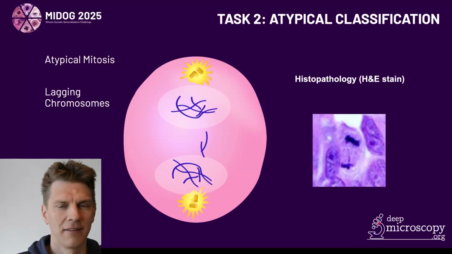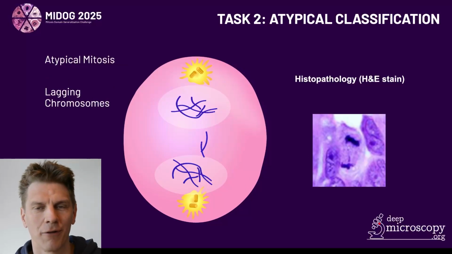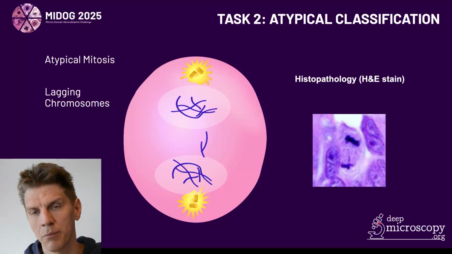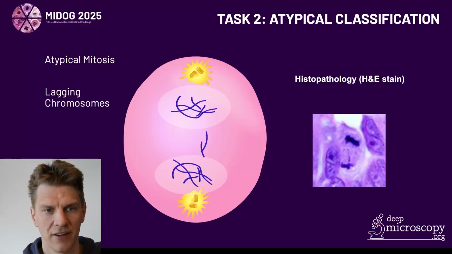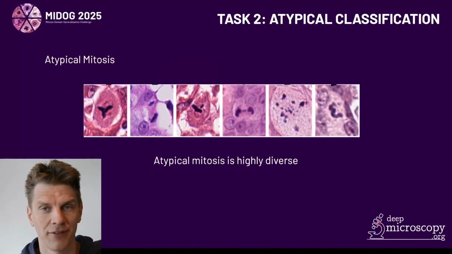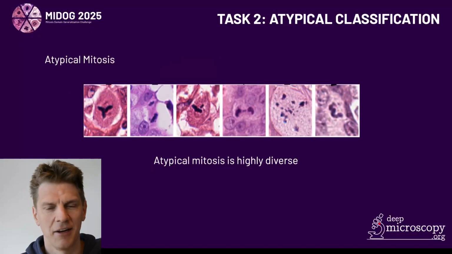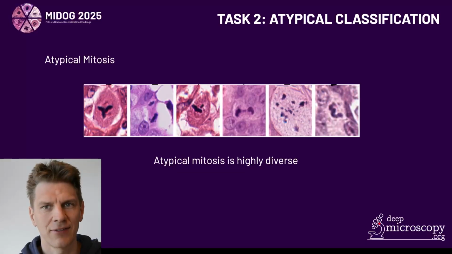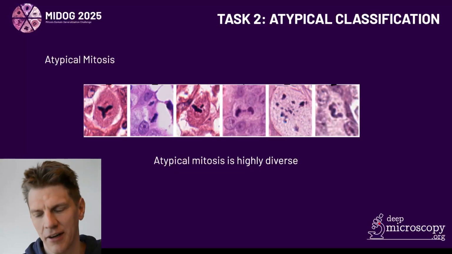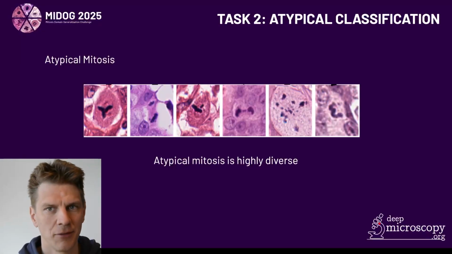Finally, as a final example, at least, because there are many more of those divergences, we have an effect called lagging chromosomes. Lagging chromosomes are visible chromosomes that have not been pulled to either of the sides and are thus also missing in the new daughter cells. So this is very briefly the process of atypical mitosis, and as you can see in this image, there are so many different ways an atypical mitosis can be seen in a histopathology sample.